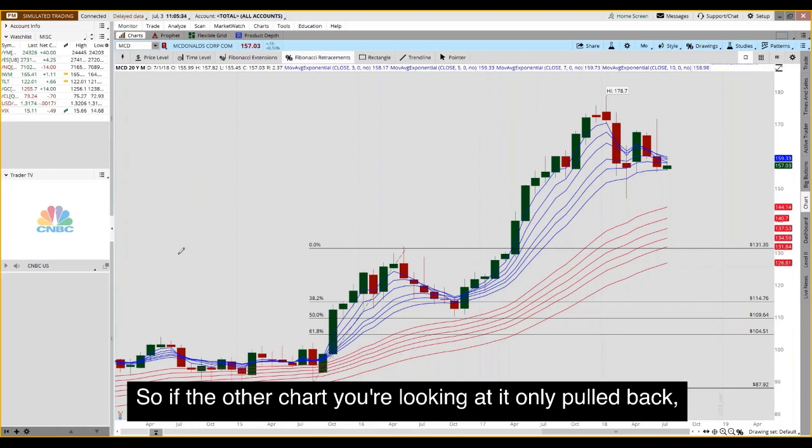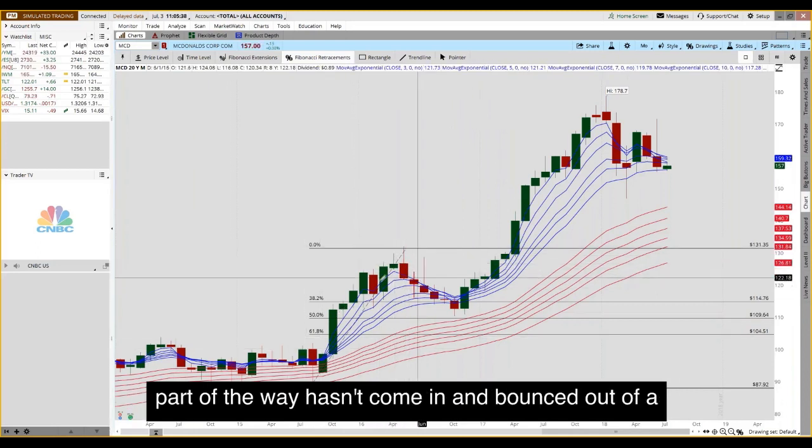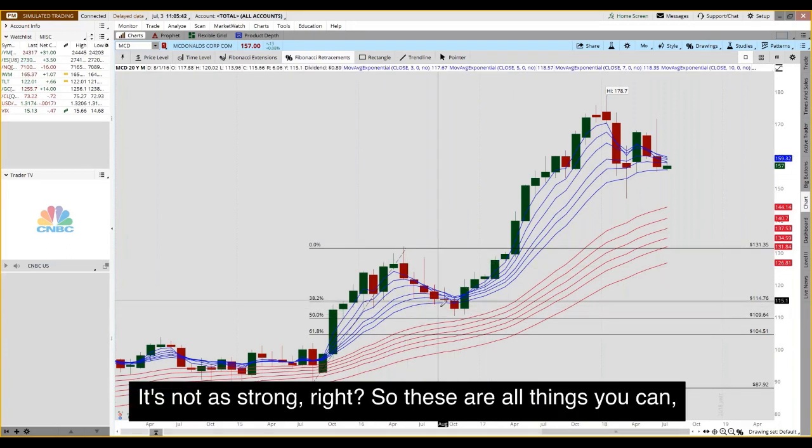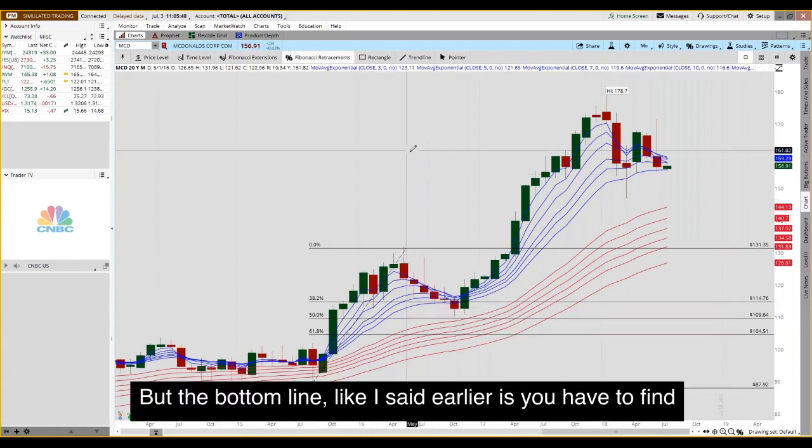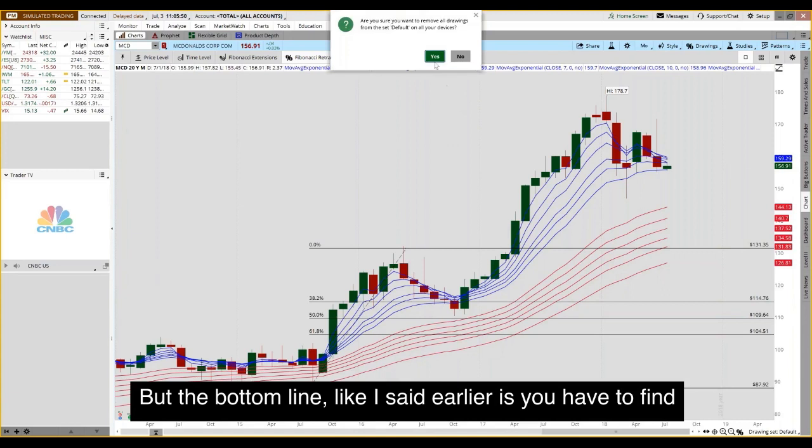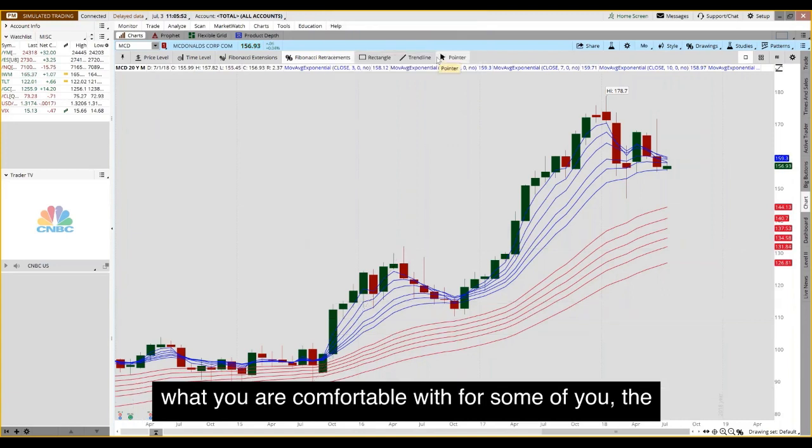So if the other chart you're looking at only pulled back part of the way, hasn't come in and bounced out of a significant level of support, it's not as strong, right? So these are all things you can compare. But the bottom line, like I said earlier, is you have to find what you are comfortable with.